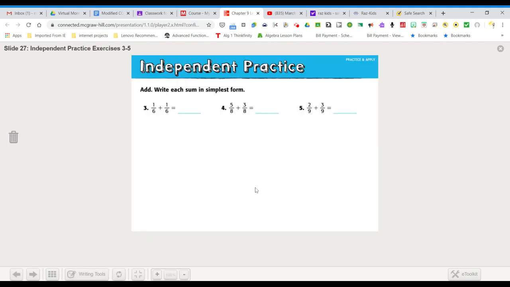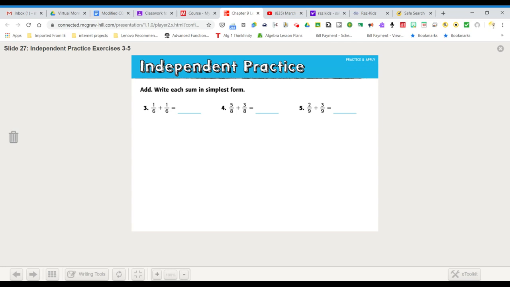So independent practice, this is where it's your turn. So adding, make sure your denominator stays the same. You're only dealing with the numerators when you're adding. You may have to change the denominator if you're simplifying though. If you are simplifying an answer, yes, you have to change that denominator. But if we are just adding and it's already in simplest form, then you don't need to worry about it. And I will tell you on this page, there is only one that is already in simplest form.